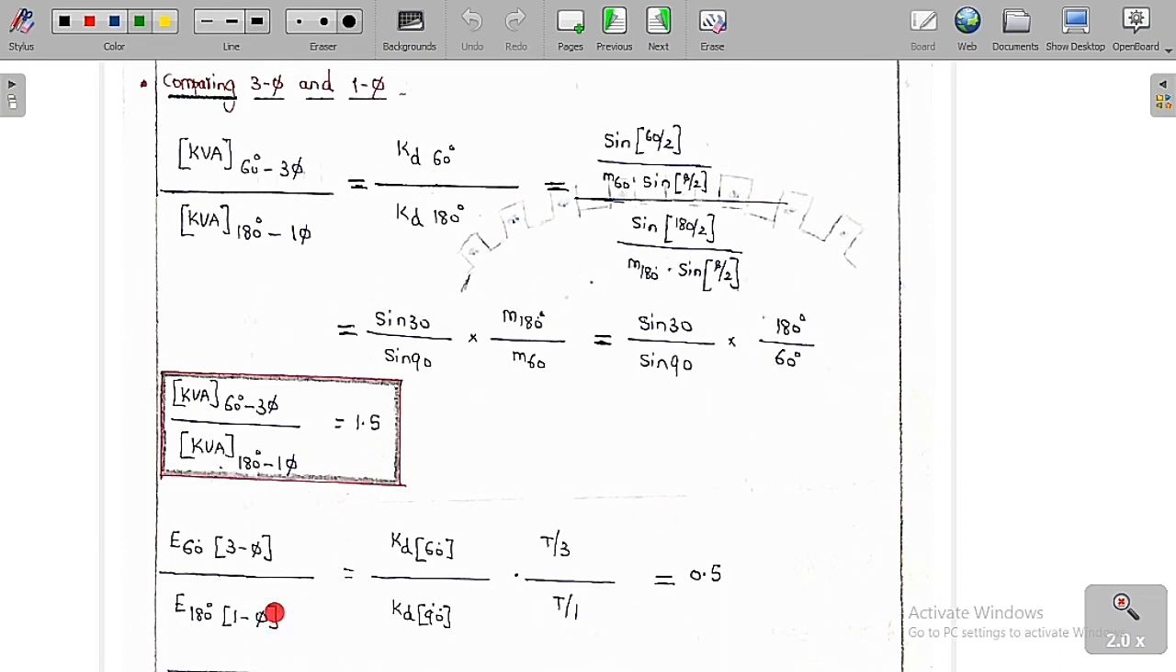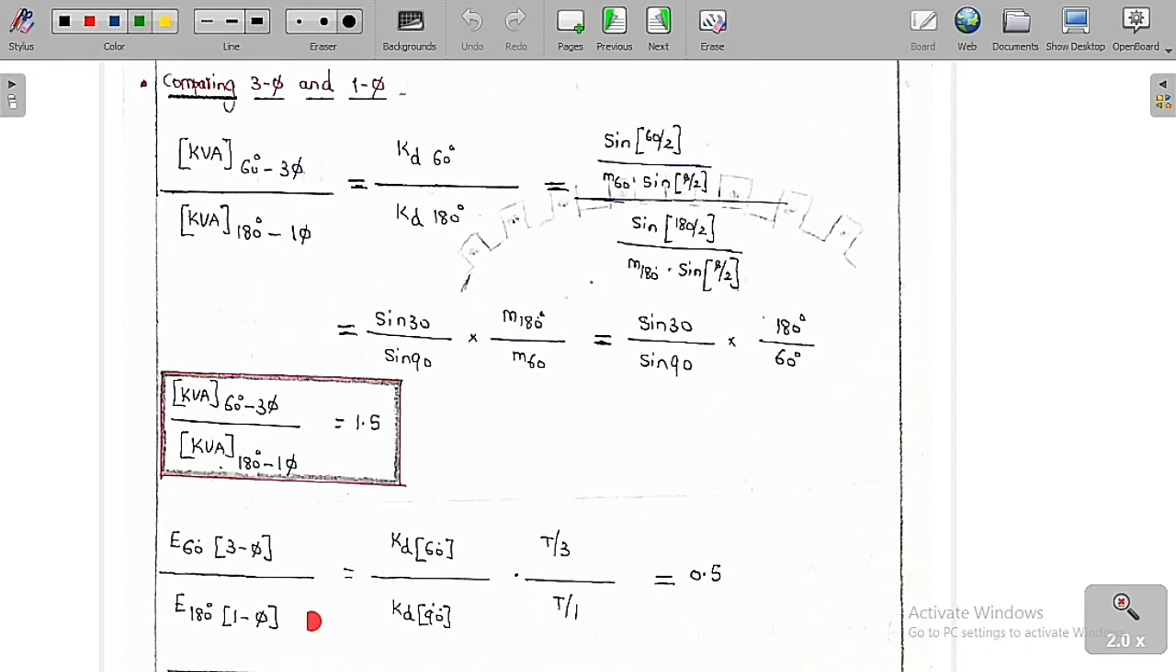Similarly, I want to find the amount of EMF induced for the three-phase and the single-phase systems. The EMF induced by a three-phase system for a 60-degree phase spread, divided by the EMF induced by a single-phase system of 180-degree phase spread, is a ratio of the Kd and the turns. So Kd of 60 degree by Kd of 180 degree, into turns per phase. Suppose the total number of turns is T. For a phase, we get T by 3 because it is a three-phase system. For a single phase, the total number of turns is T, since single phase means only one phase. So T by 1. The ratio we just saw is 1.5, into the ratio of these two, and doing the multiplication, finally we get 0.5.